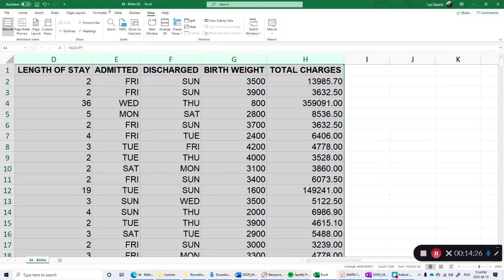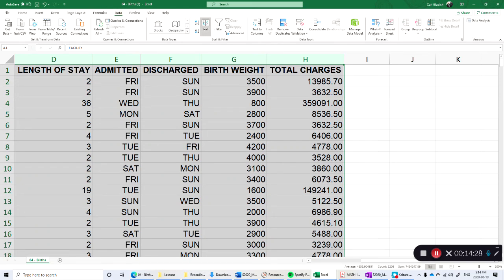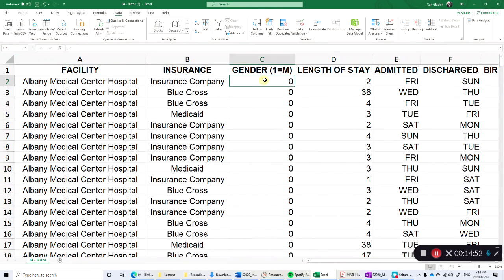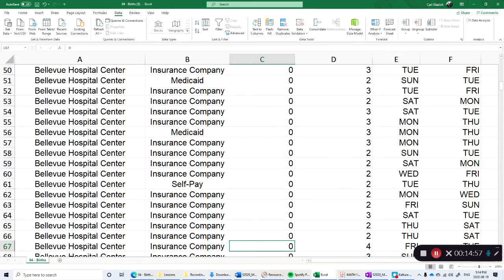So how do you sort? You go to Data, Sort. Here we need to use the Sort dialog box because we need to sort by a specific column. We want to sort it by gender, which is this one. And this one is checked, that's correct. My data has headers, which is right. It has those labels at the top. Okay, so now all the girls are listed first here. 0 is female, 1 is male.